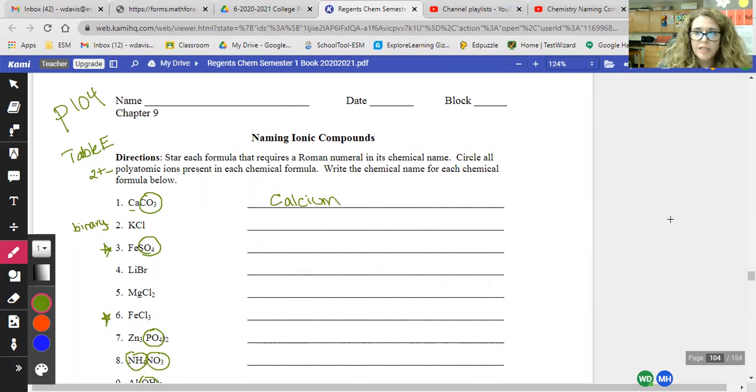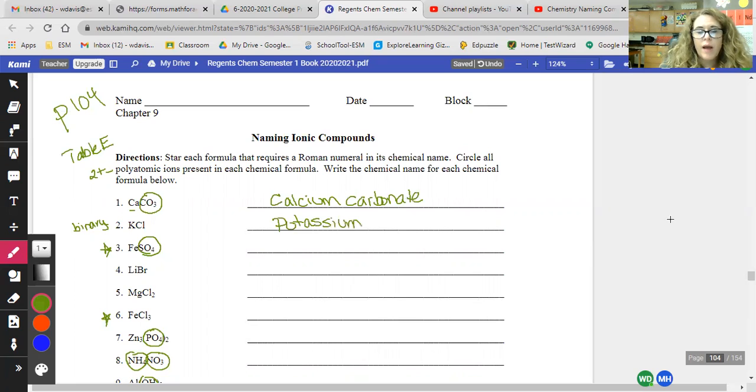And now since I know I need to use table E, I'm going to go to table E, and I'm going to copy down the name exactly as appears on table E, no changing the names endings to "ide" on table E. This is carbonate. So that's calcium carbonate.